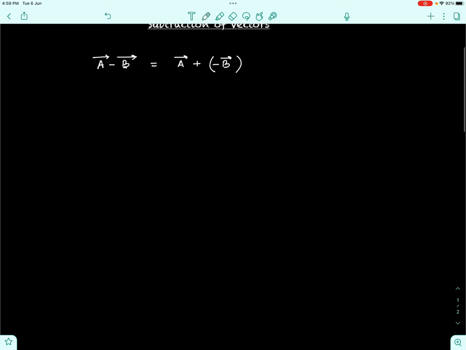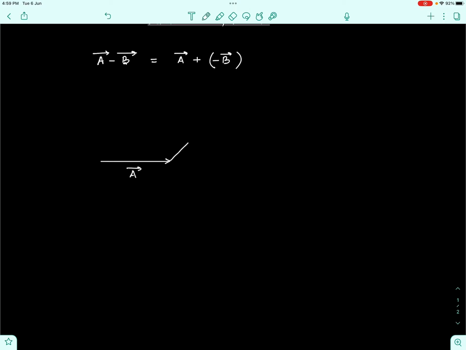Let's try to look at it diagrammatically. What it means diagrammatically is, if this is vector A, let's say, and this is vector B, both of them make a certain angle with each other. Let's say that angle is theta. So when we try to do vector A minus vector B, which now means we are trying to add vector A with negative of vector B, we will first require negative of vector B. How do we draw minus vector B? Minus vector B will be just a vector which is pointing opposite to the vector B and having the same magnitude as that of vector B.